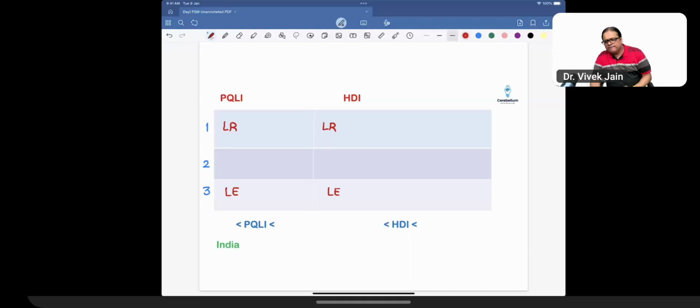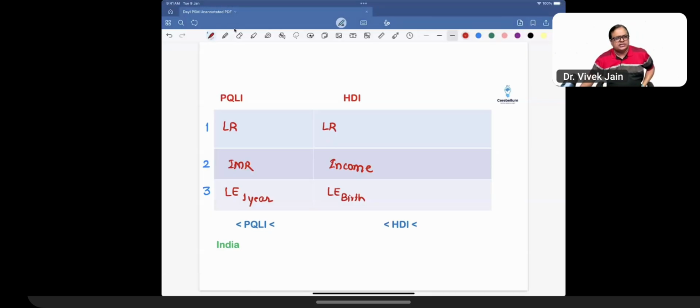Life expectancy at birth is used in HDI. In PQLI it is at 1 year. The difference lies in the second indicator. PQLI has infant mortality rate. Human development index has income.